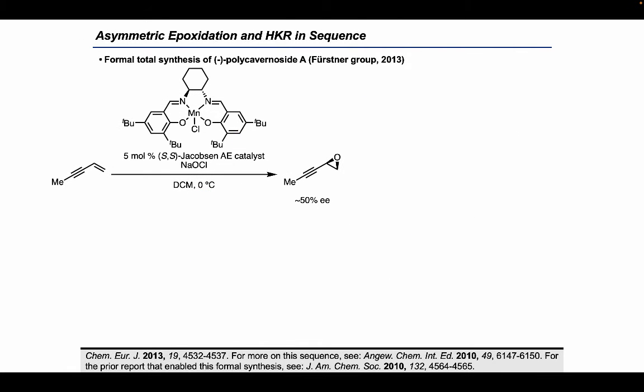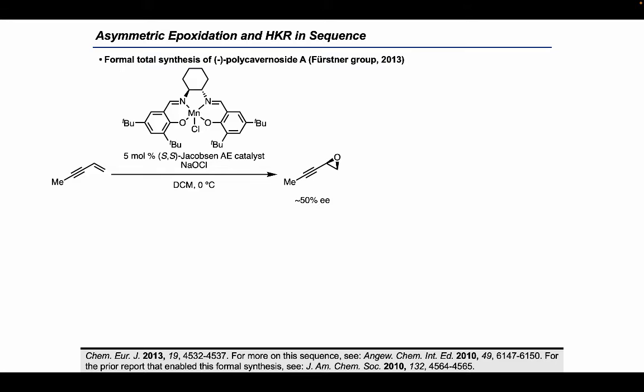It's also worth mentioning that an asymmetric epoxidation reaction can be applied in sequence with a hydrolytic kinetic resolution. By doing this, it's possible to achieve a yield over 50% for the sequence, even though a kinetic resolution is involved, and this is because the initially generated epoxide is partially enantioenriched in one enantiomer.